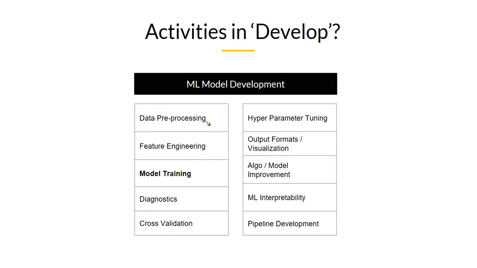The first step is data pre-processing. Now, after you collect your data, you want to process it so that it is suitable for training your models. Right? That is data pre-processing. On preparing the data, you might also want to create new features out of it.